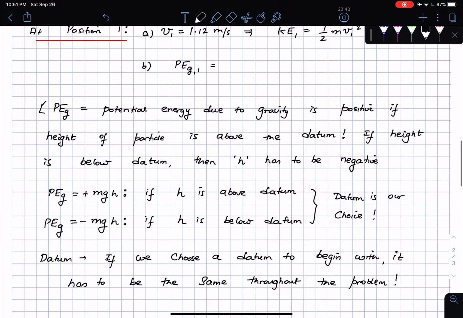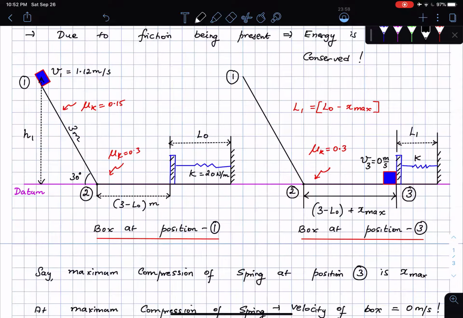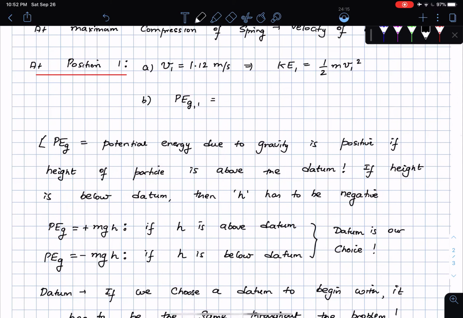Okay, so with all this said, potential energy due to gravity is positive if the height of the particle is above the datum. If the height is below, then h has to be negative, so this is plus or minus mgh. For our situation, this height h1 is a positive height, so this is mgh1, and h1 is 3 times sine 30 meters. So PEG1 is plus mgh1.